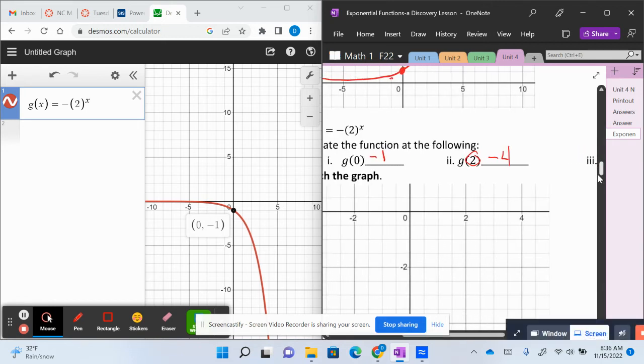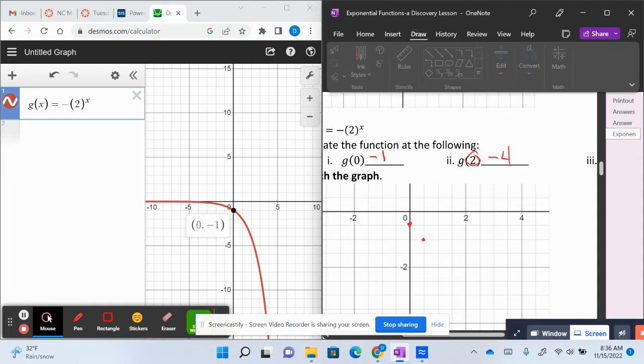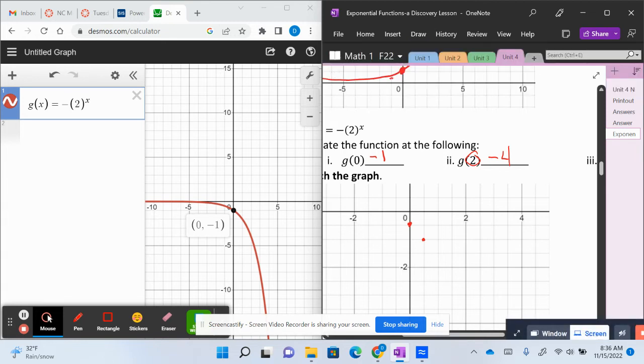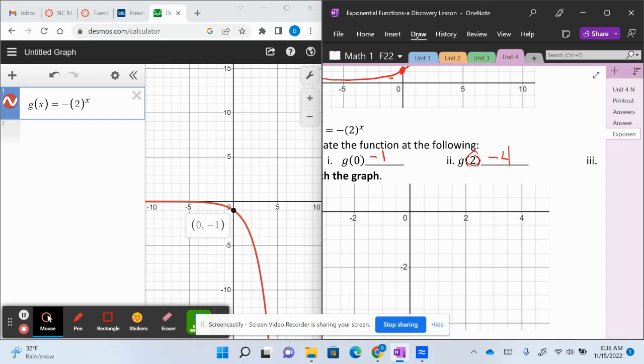So we're going to try our very best to sketch this graph. So we know when x is 0, y is negative 1. When x is 1, y is going to be negative 2. When x is 2, y, oh, I see this. This is counting by, hang on a second. Let me erase. This is counting by halves, like each increment is a half.